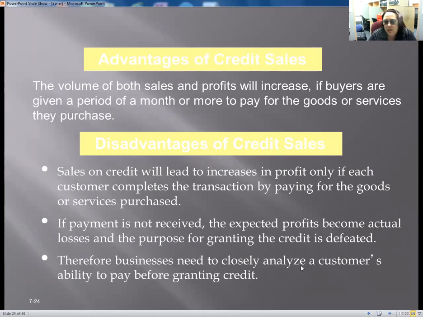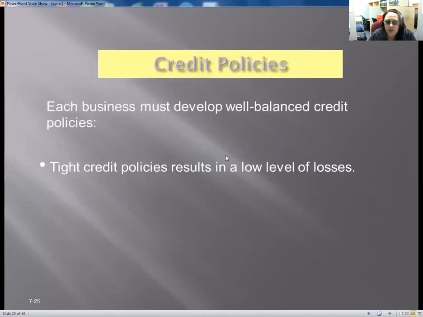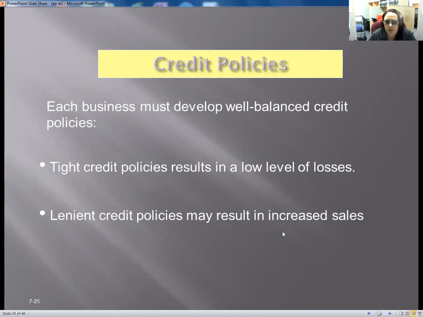So you need to closely analyze the customer's ability to pay before granting credit. You don't want to just grant it to everybody, otherwise you're going to hurt yourself. Here's some policies that are in the book, I believe, so you can research it a little bit more. If you have tight credit policies, you'll have a low level of losses. If you have not so tight credit policies, you're going to have increased sales, but you're going to have increased bad debt as well.